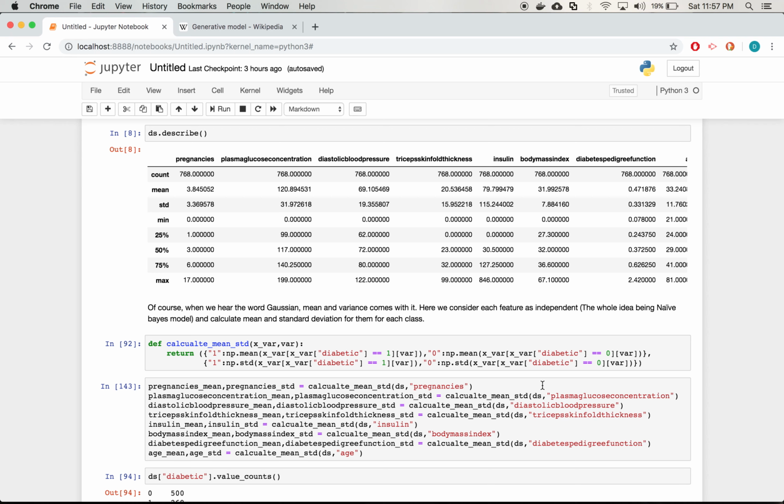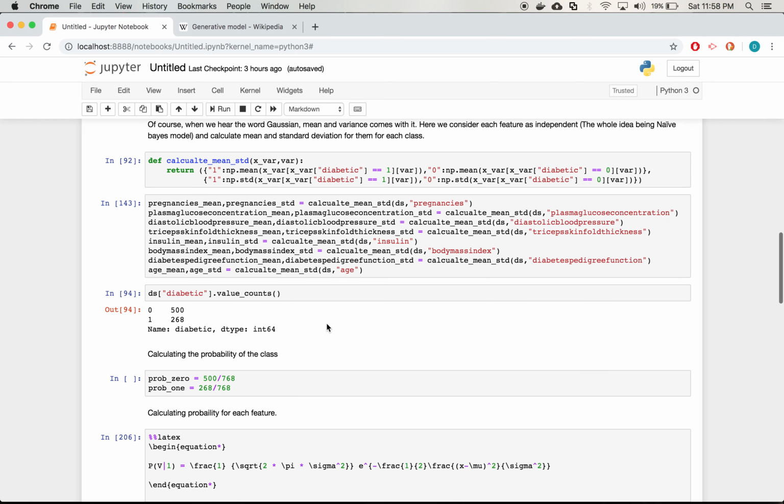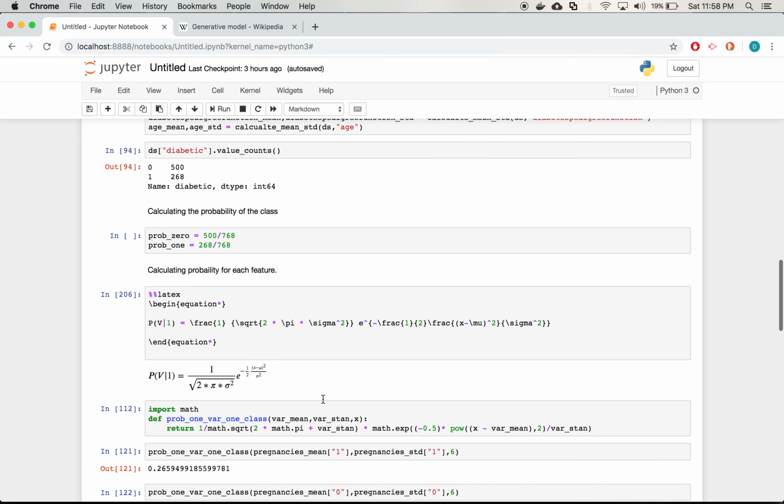The first step that I did, since it's a Gaussian naive Bayes model, as the term Gaussian says, was to learn the mean and the variance of each feature per class. Here we have only two classes, 1 and 0. So for each class I'm learning the mean and standard deviation for all 8 features and storing them in a variable. Then I'm learning the overall probability of the class, which is pretty simple, as easy as an odds ratio.